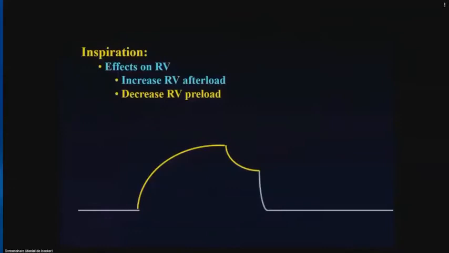The other part is the fact that there is a decrease in right ventricular preload. And of course, this is just due to the increase in intrathoracic pressure. Both of these effects will decrease the right ventricular stroke volume.